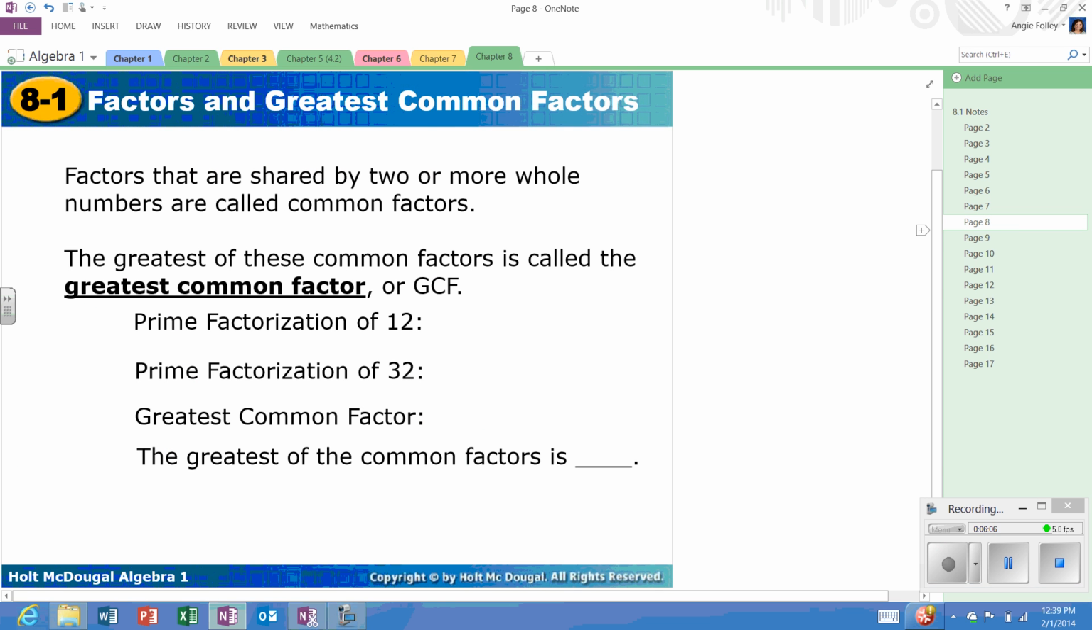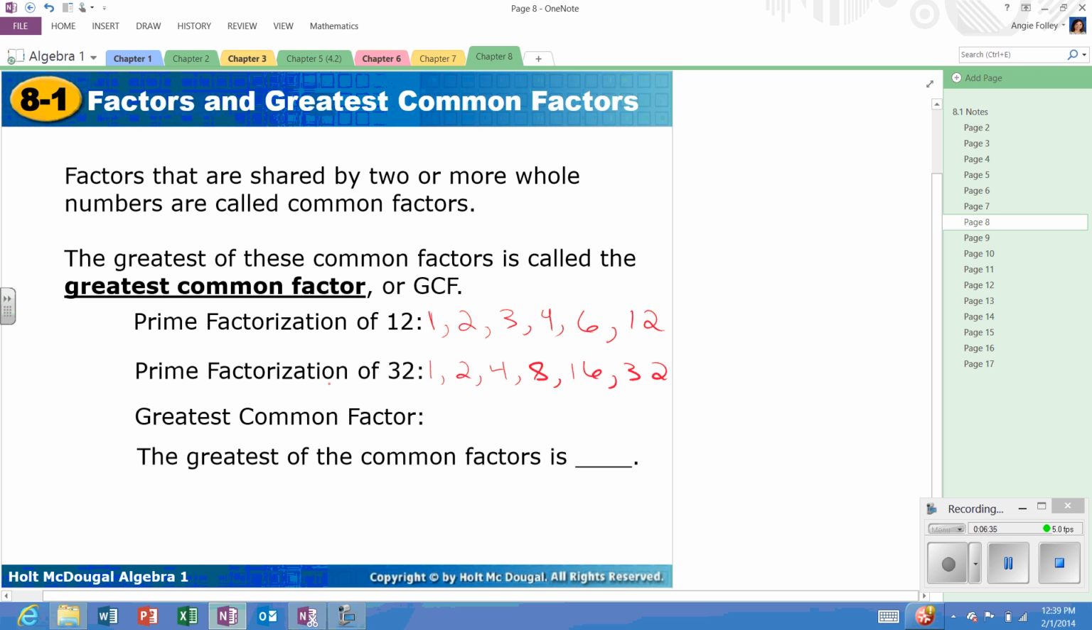Okay, factors that are shared by 2 or more whole numbers are called common factors. The greatest common factor is the biggest number that can be divided into both numbers. So to figure this out, sometimes we want to start by listing all the factors. So all the numbers that go into 12 are 1, 2, 3, 4, 6, and 12. All the factors of 32 are 1, 2, 4, 8, 16, and 32.